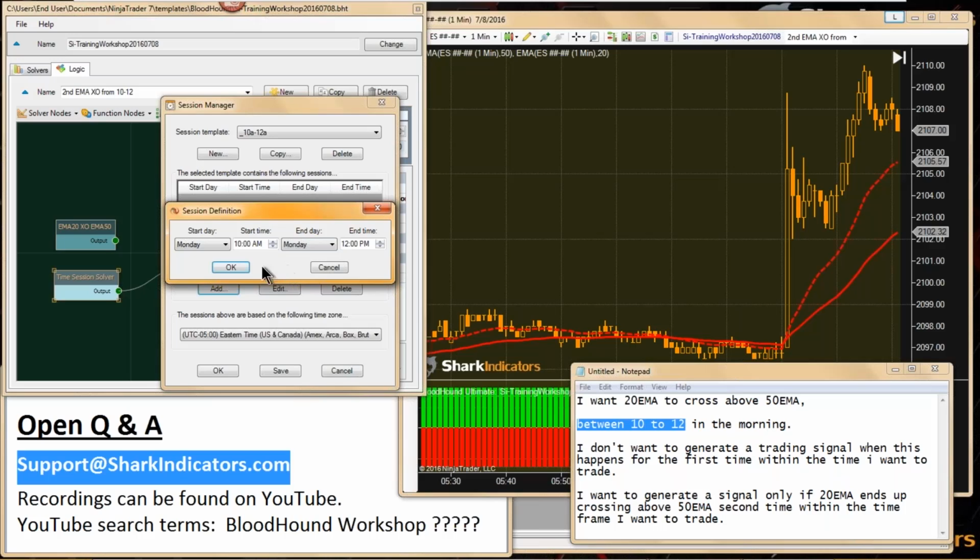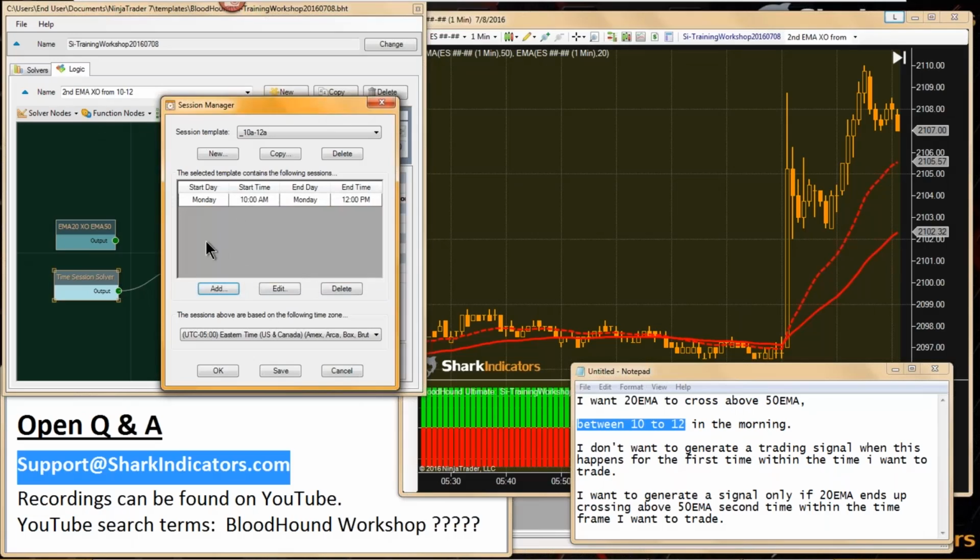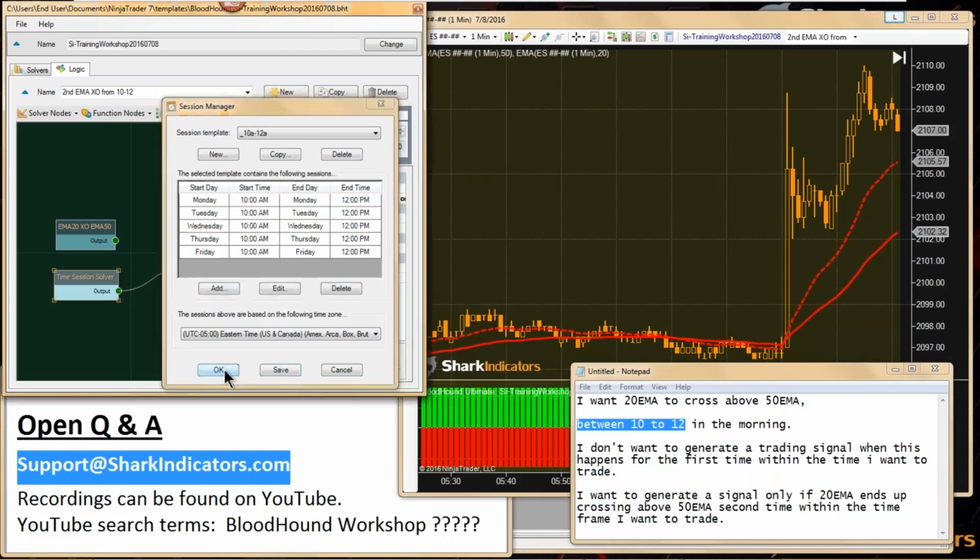Okay, so we want Monday to Monday. There we go. And there we go. Add Monday through Friday. All right. And let's see. I'll leave this on Eastern time. So most people are usually trading based on Eastern time, since that's where New York is. Hit save. And okay.